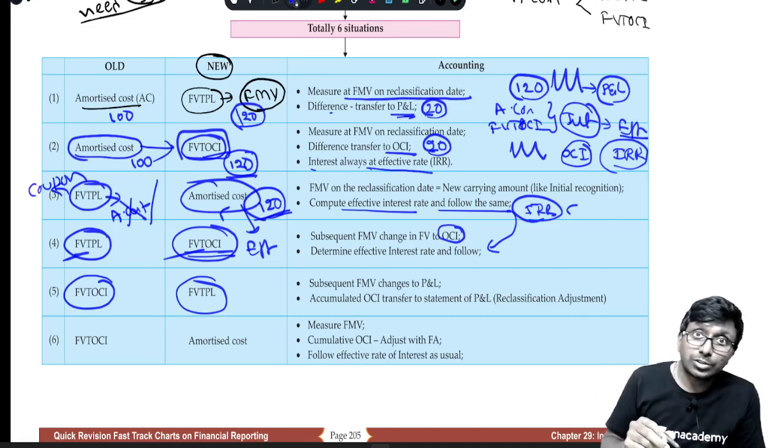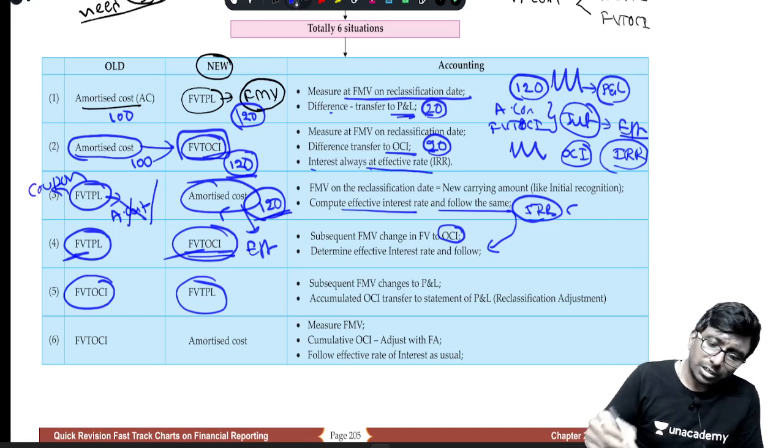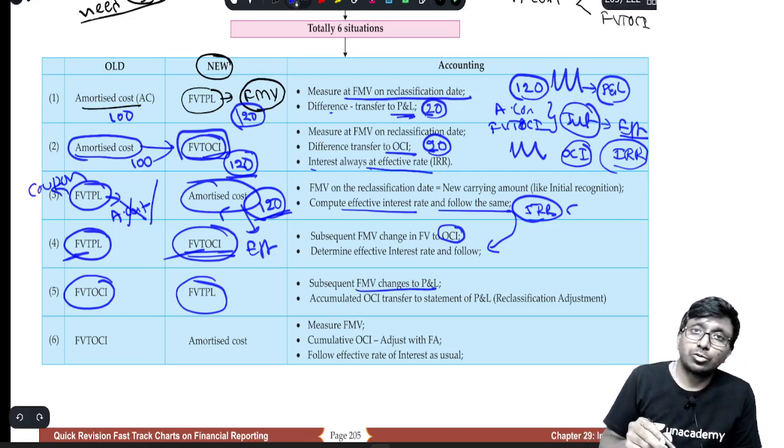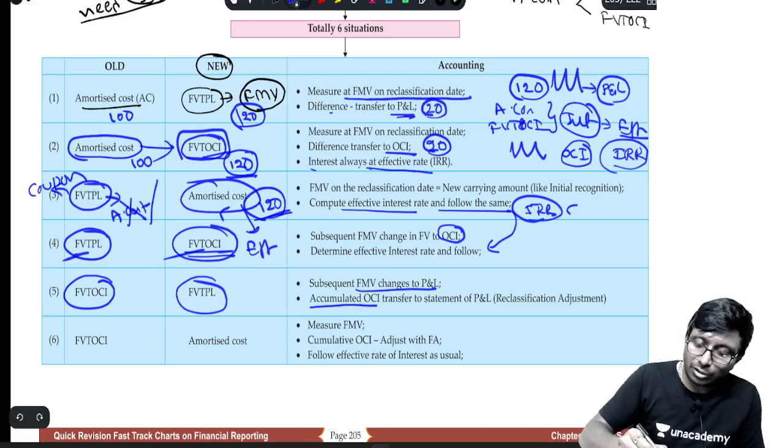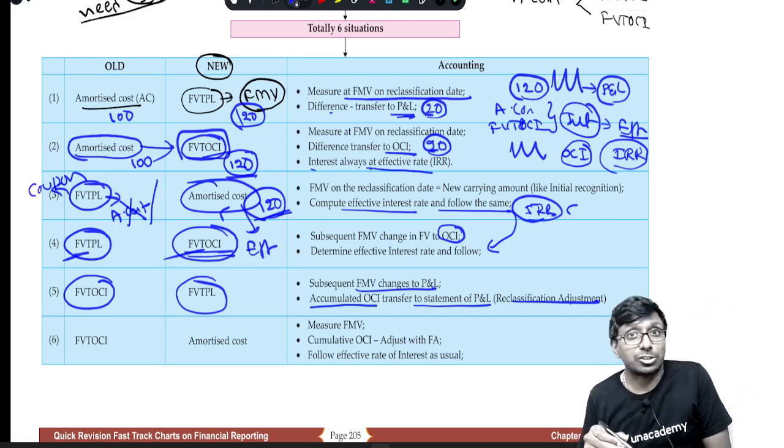It was FVTOCI, now you are transferring it to FVTPL. Reclassification. Yes. Now onwards any change will come. Transfer to P&L. Okay, right. Accumulated OCI, whatever is there, that you transfer it to P&L because it is a reclassification adjustment.